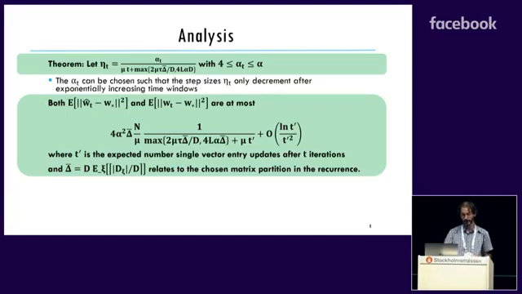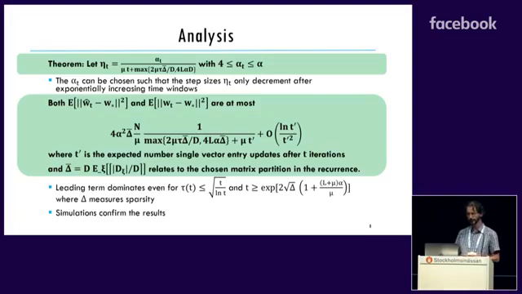What do we notice? The alpha t can be chosen here such that the step sizes are decremented after exponentially increasing time windows. That makes this particular step size sequence perfectly fitting for the asynchronous setting of Hogwild. We also notice that the leading term dominates all the other second order terms, even if tau is made a function of t, as large as square root of t divided by ln t, for t large enough. That is again a function, now also of sparsity.